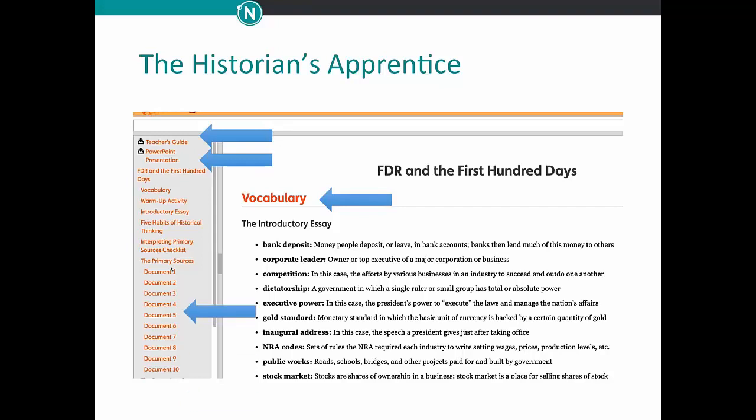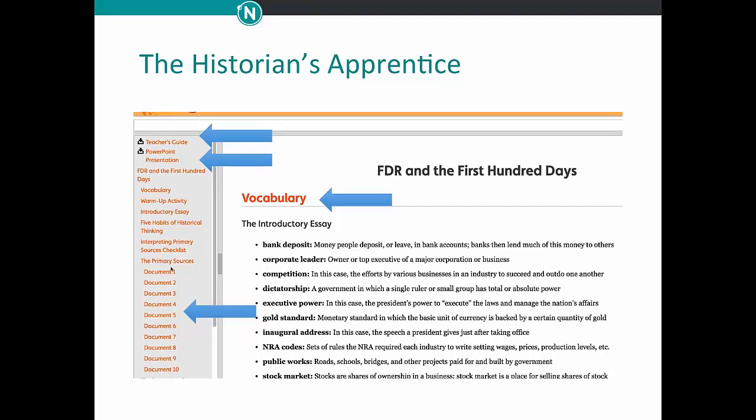And then there are also several primary historic documents. Each one of the Historian's Apprentice activities comes with 10 document analyses, which is key to what we want to do in an AP course. We want to be able to have our students look at documents, whether they're text-based or image-based, and we want them to be able to analyze those documents.